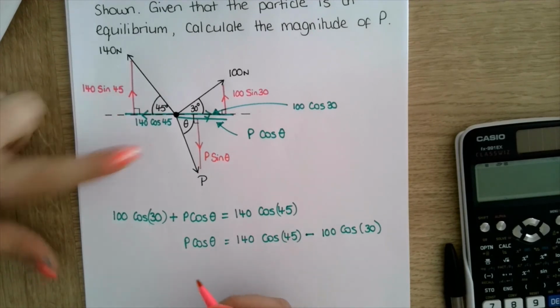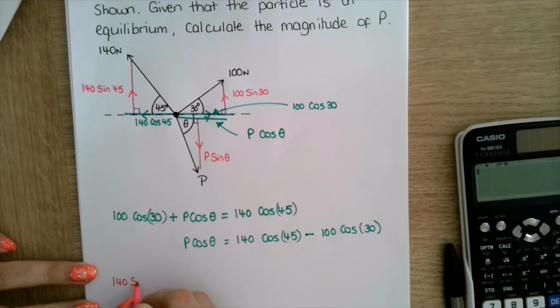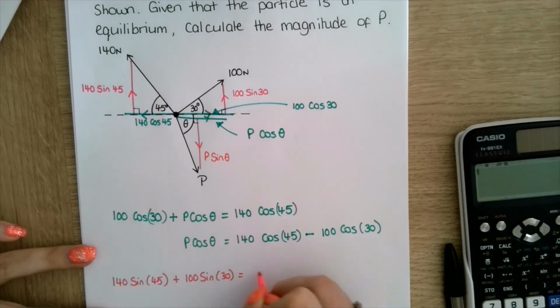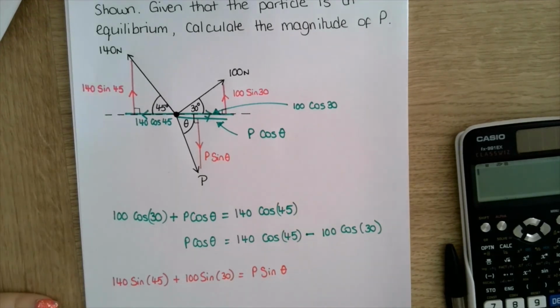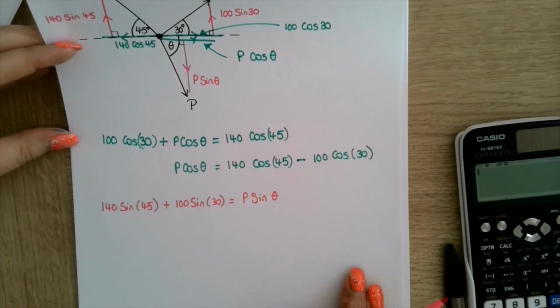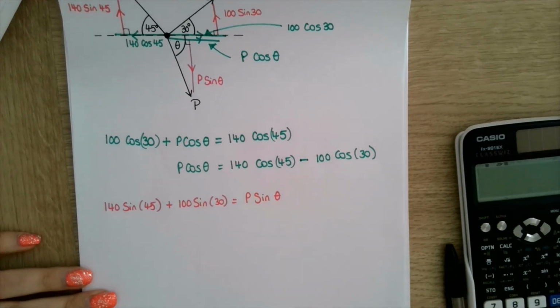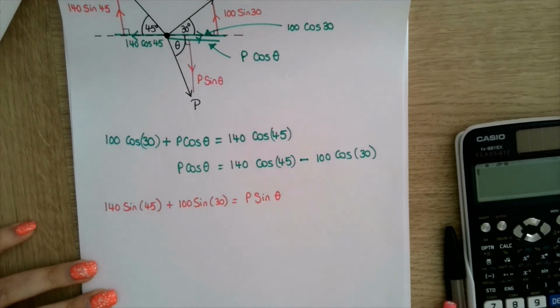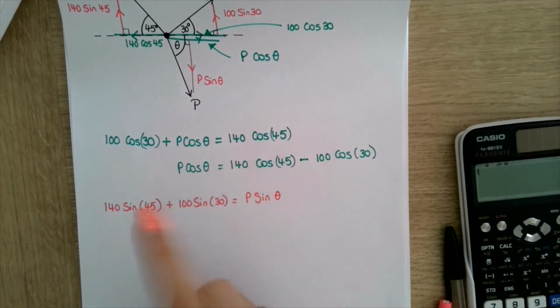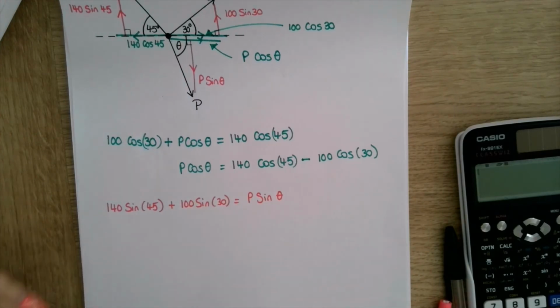My upwards forces are equal to my downwards forces, so 140 sine 45 plus 100 sine 30 is equal to P sine theta. So now I have got two equations in the form P cos theta and P sine theta. I know that sine theta over cos theta is equal to tan theta. So to eliminate, I've got two variables, variable P and variable theta in both of these, which is what's preventing me from working this out. I am going to divide P sine theta in that equation by P cos theta in that equation.